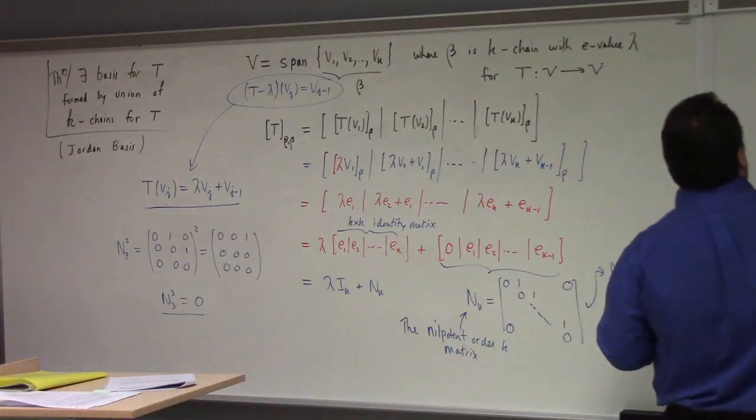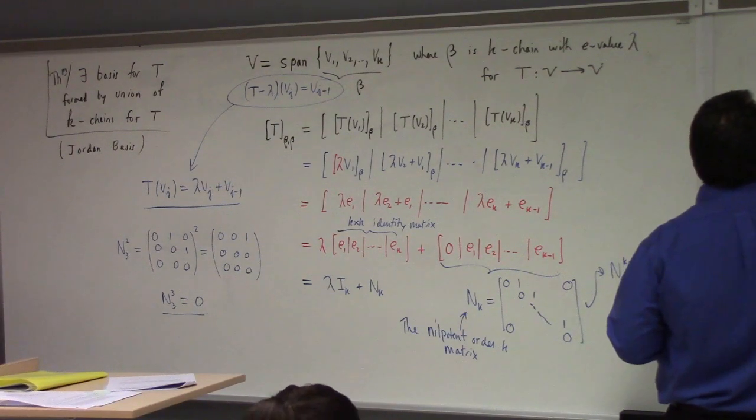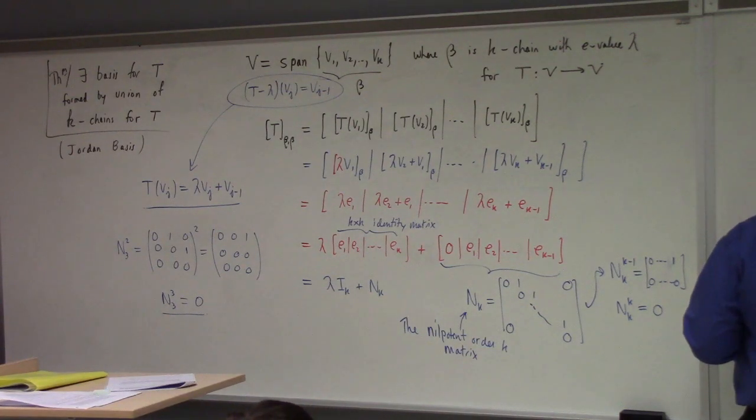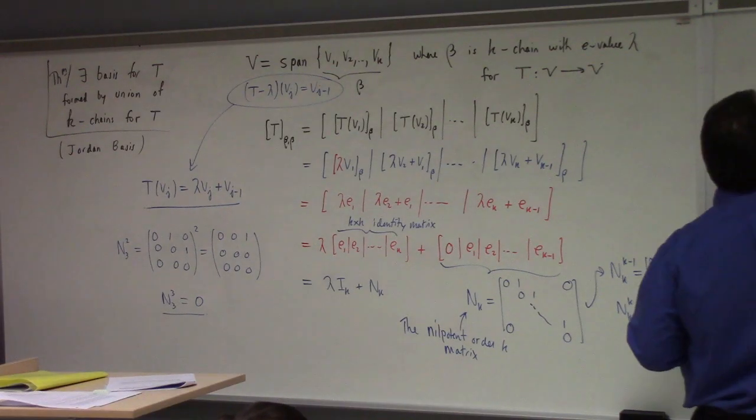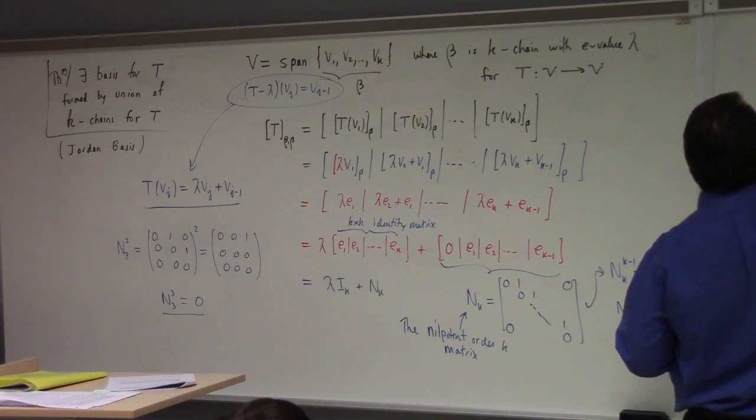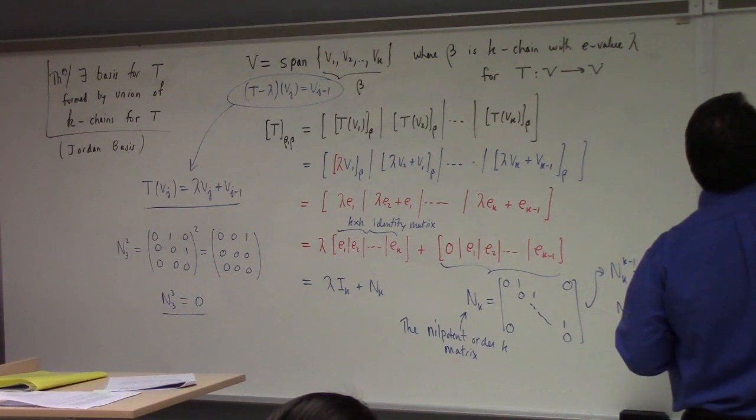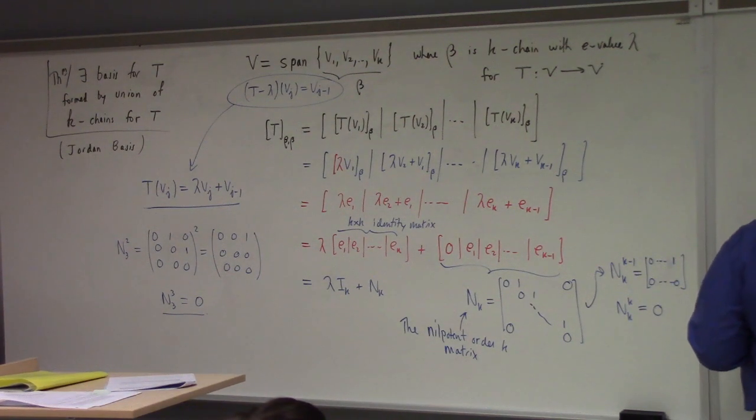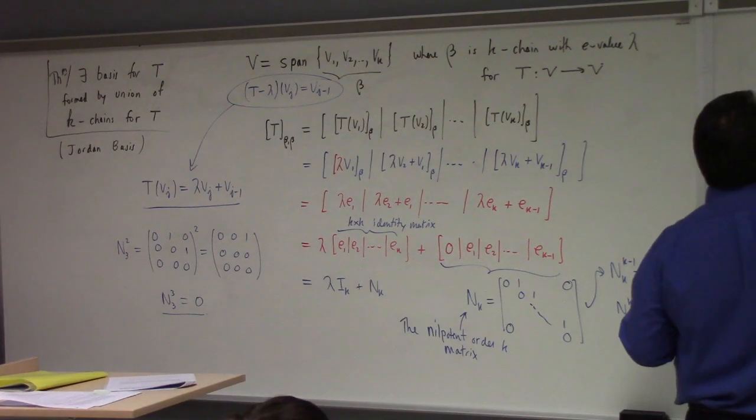So, definition: J sub k of lambda is lambda times the k-by-k identity plus the nilpotent matrix of order k. This is the kth order Jordan block with eigenvalue lambda.